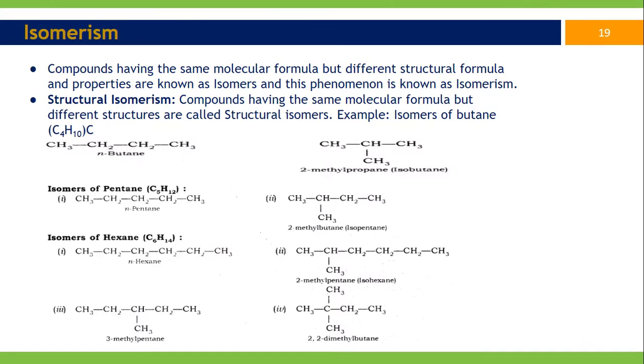Isomerism. Compounds having the same molecular formula but different structural formula and properties are known as isomers, and this phenomenon is known as isomerism. One type of isomerism is structural isomerism. Compounds having the same molecular formula but different structures are called structural isomers. Example, isomers of butane. Its formula is C4H10.